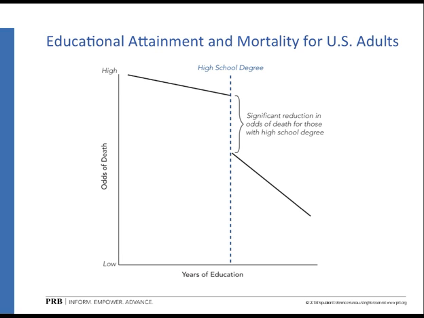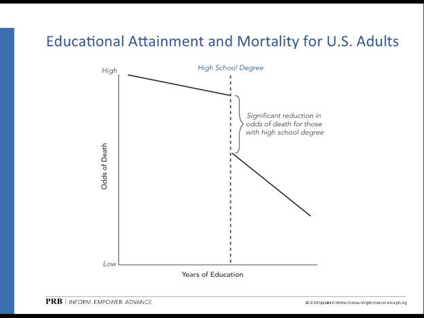Third, beyond 12 years, there is a steeper slope reduction in mortality rates for U.S. adults. Adults with more years of education have lower and lower mortality rates. Fourth, there is no floor. The more education, the lower the mortality rate, all the way up through PhDs, MDs, and JDs. And fifth, this pattern was identical for both women and men.